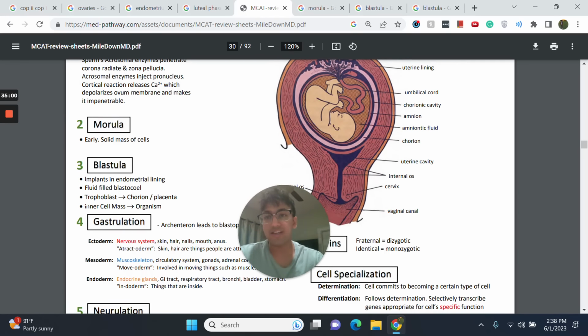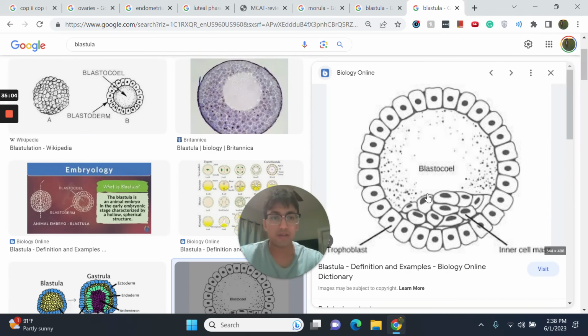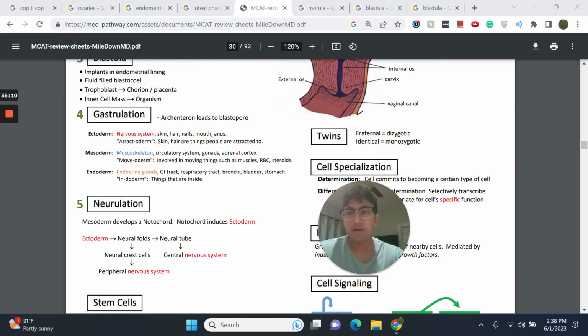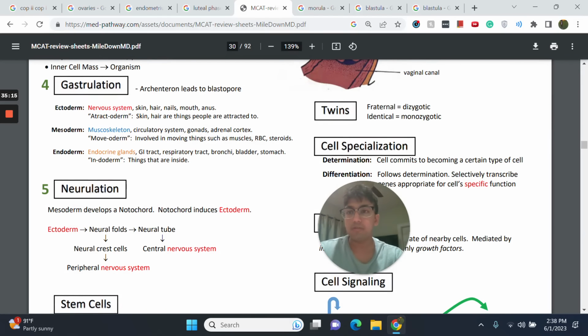And then the next thing is the inner cell mass, which is going to become the organism. So this thing over here is the inner cell mass. That's going to become the embryo, the organism. Okay. So gastrulation is this process in which we're forming the ectoderm, mesoderm, and endoderm.